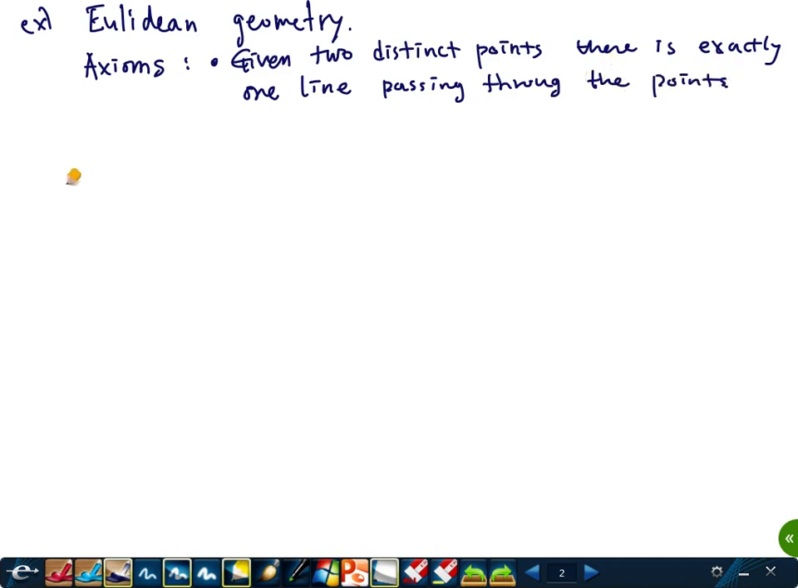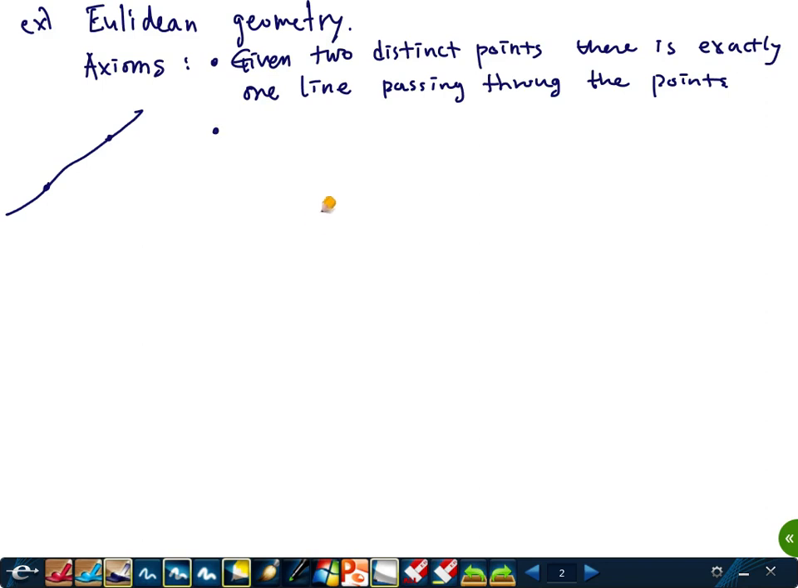So in a diagram or figure, suppose that you have two distinct points in a plane or in this space. There is exactly one line passing through this. This is an axiom. We don't prove this. This is an axiom in Euclidean geometry.